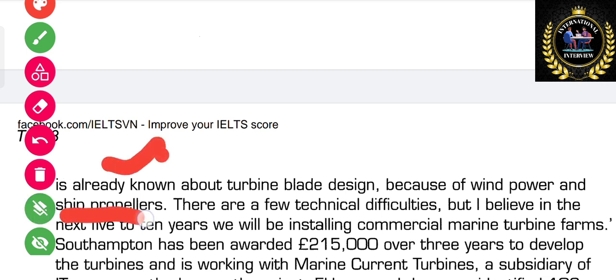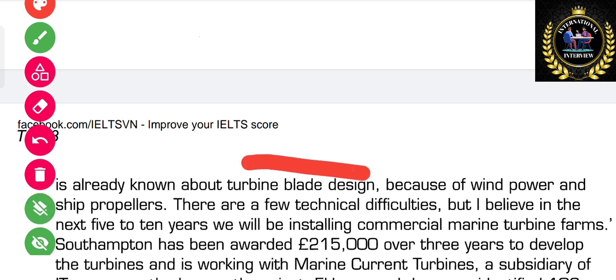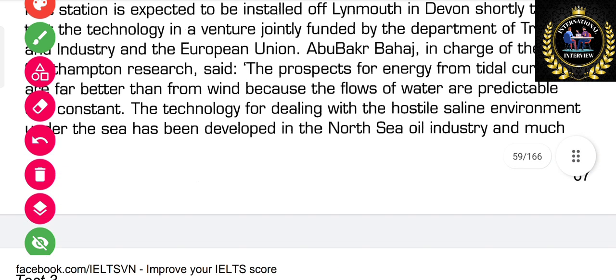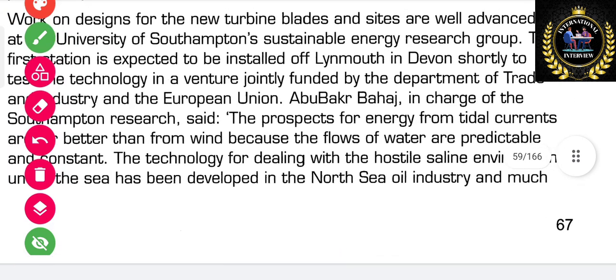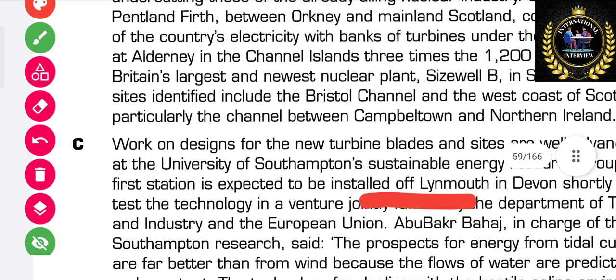So it is here: ship propellers, wind power, turbine blade, turbine blade design, third industry. Then we go to the fourth one. It is mentioned here as oil industry. So our answer for this particular paragraph is C.